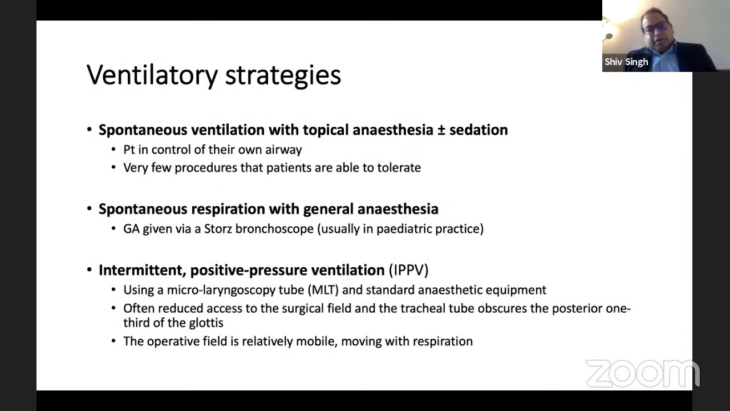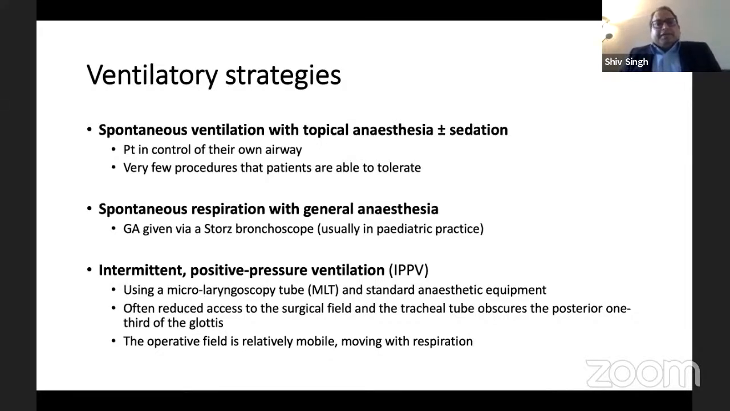Okay. So that was the first part of the question, the general considerations. Then coming to the ventilatory strategies, if there are smaller procedures, or even in adult patients, sometimes the whole procedure can be done with just topical anesthesia and a bit of sedation with the patient breathing spontaneously, so no instrumentation of the airway by us.